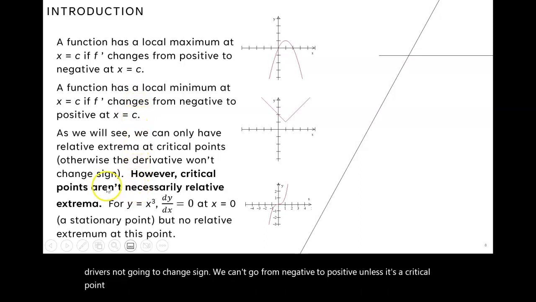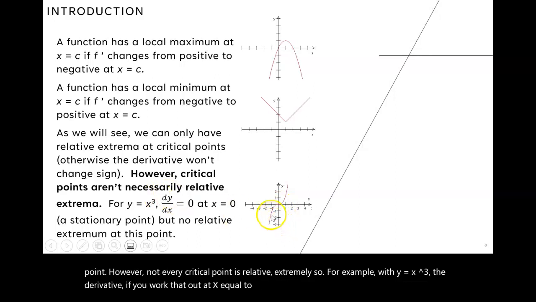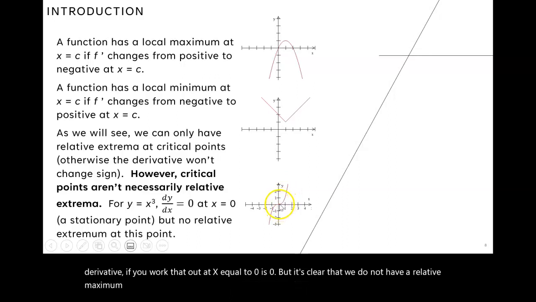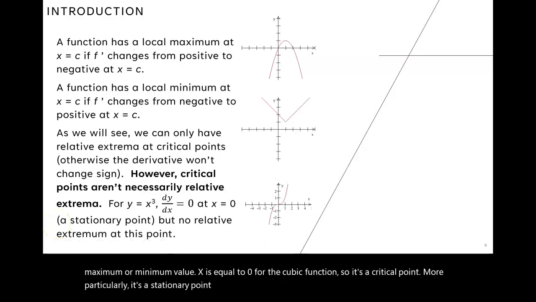However, not every critical point is a relative extremum. So for example, with y equals x cubed, the derivative, if you work that out at x equal to 0, is 0, but it's clear that we do not have a relative maximum or minimum value at x equal to 0 for the cubic function. So it's a critical point, more particularly it's a stationary point because the derivative is 0, but it is not a relative maximum or minimum value.